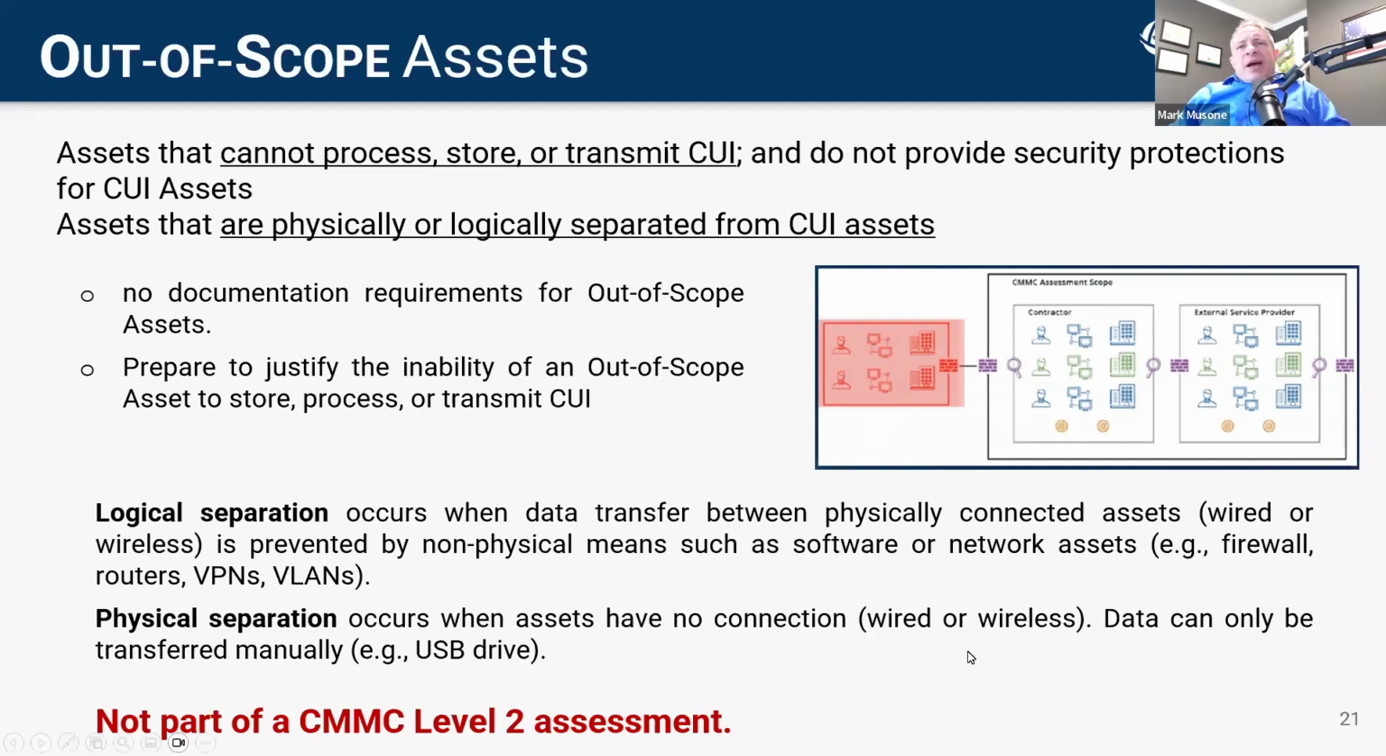If something is out of scope, it is not part of a CMMC level 2 assessment. As far as me, the assessor, is concerned, it doesn't exist. An out of scope asset is no different than that cash register on the Wendy's 5 miles down the road. It doesn't exist in terms of the assessment.